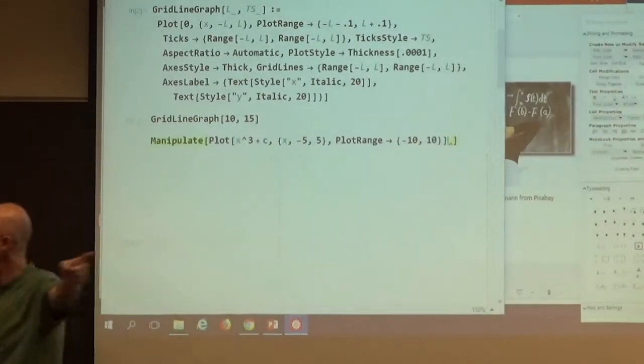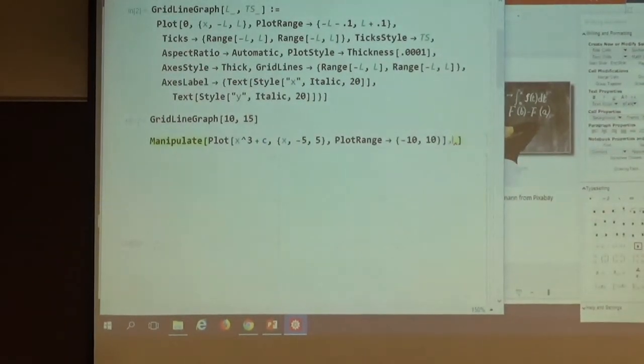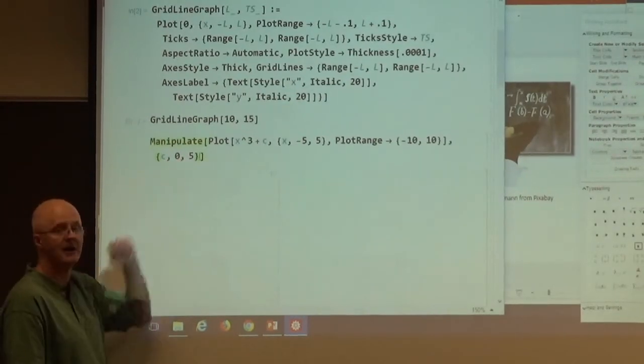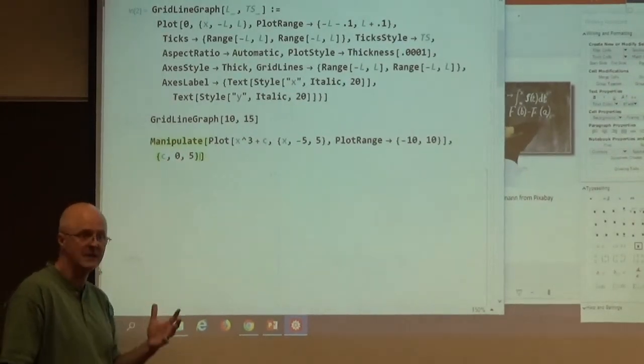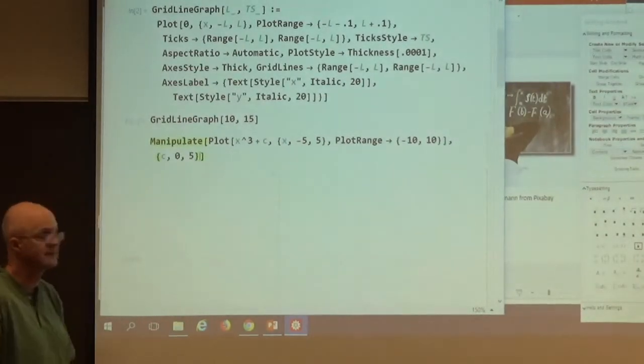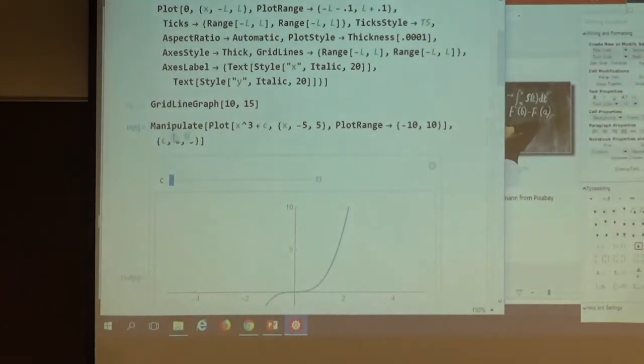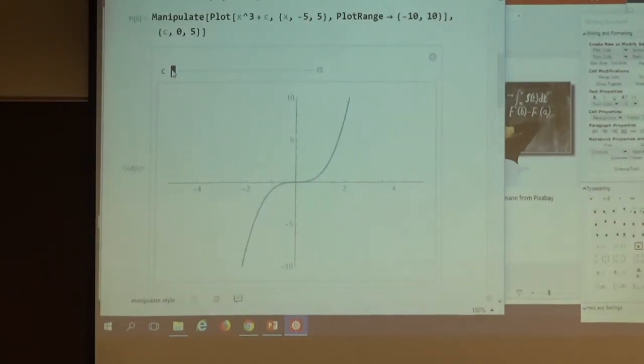I need to put a comma. These fields are separated by commas. And then a list with curly braces saying, for example, C goes from 0 to 5, say, like that. Notice the curly braces around C, comma 0, comma 5. So what that's going to do is initially give me a graph when C is 0, the original graph. But it's inside one of these animator things with a slider. I can now slide C to see the graph get shifted up.